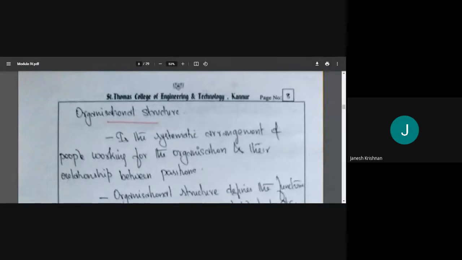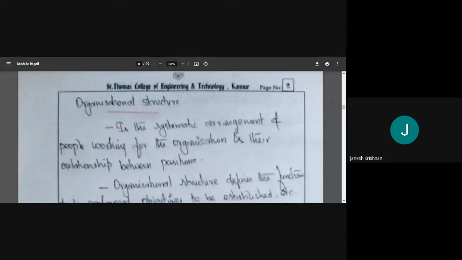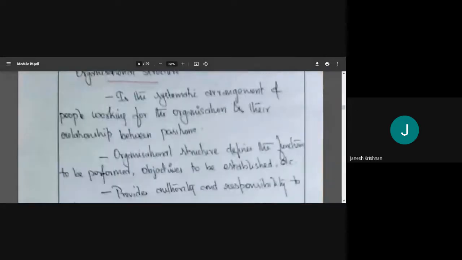The organization defines the functions to be performed, objectives to be established, etc. So what is your product? What is the objective of your coordinator? So all of it.